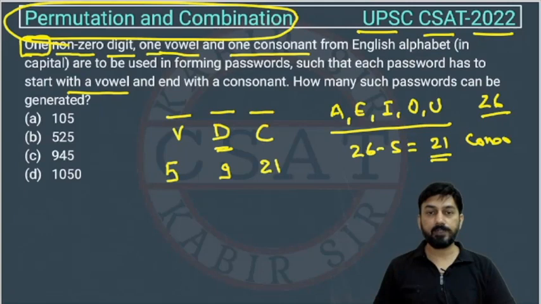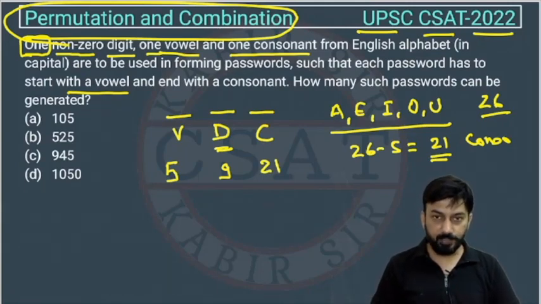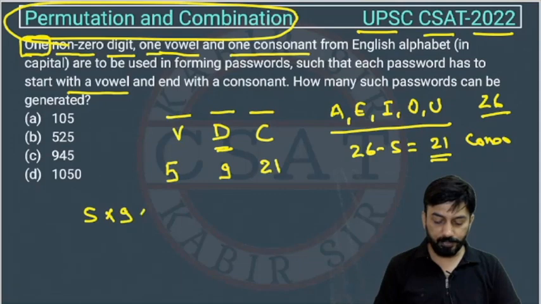Okay, so how many passwords can we generate? So this is simply multiplication, right? For each vowel there will be 9 digits possible, and for each of the 9 digits 21 consonants are possible, right? So how will we find it? Total passwords that can be generated are equal to 5 into 9 into 21, right? Now we just have to calculate this and that is the answer. So what will be the answer?